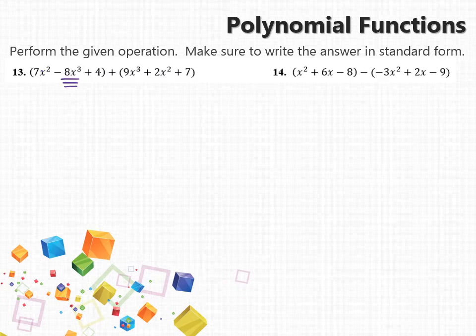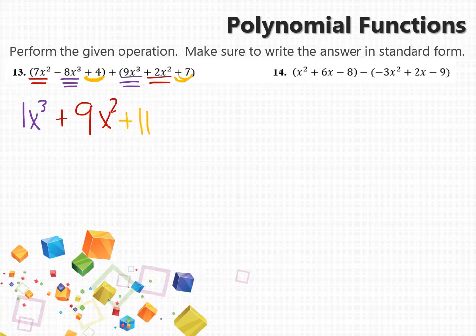So the first thing I notice is I have a negative 8x cubed and a positive 9x cubed. If I combine those, I have 1x cubed. I then go down to the second exponent. I have a positive 7x squared and a positive 2x squared. That's going to be a positive 9x squared. See how we keep the term the same? And then I see that I have a positive 4 as a constant and a positive 7 as a constant. So I'm going to have a positive 11. Now I like to make the marks underneath just so I don't forget about anything. I'm kind of like crossing things out as I use them almost.